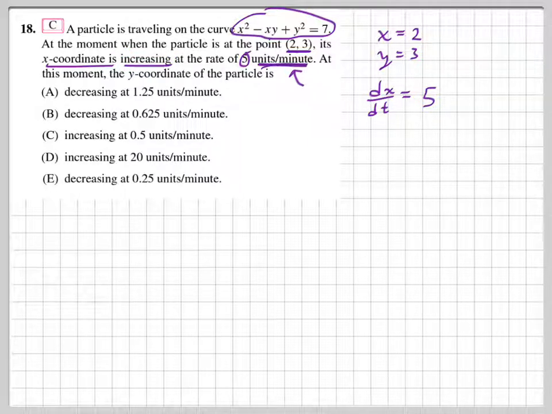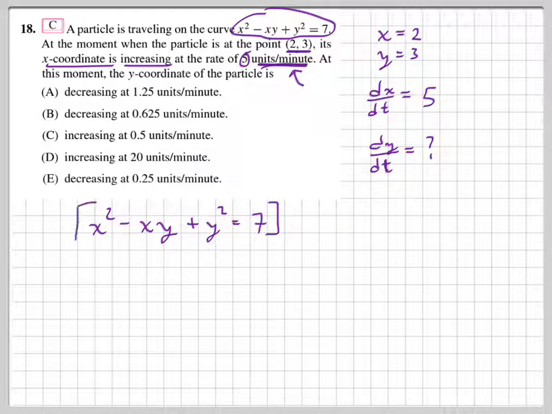So at this moment, what is the y coordinate doing? Looks like we're looking for another rate because all these say decreasing and increasing. So it looks like we're looking for dy over dt. That's our quest. So let's take our equation up there, which is x squared minus xy plus y squared equals 7. We're going to take the derivative of this with respect to time.